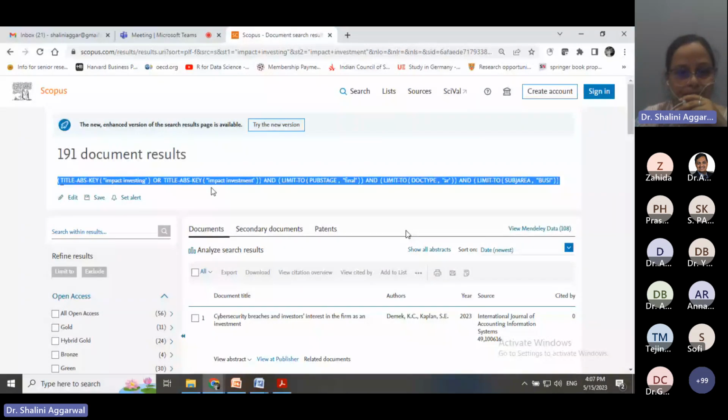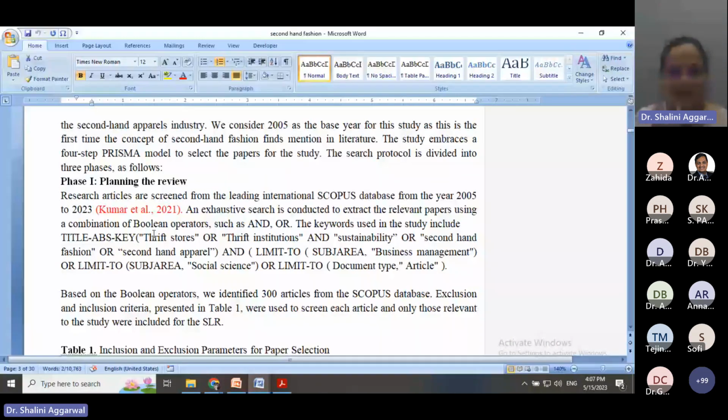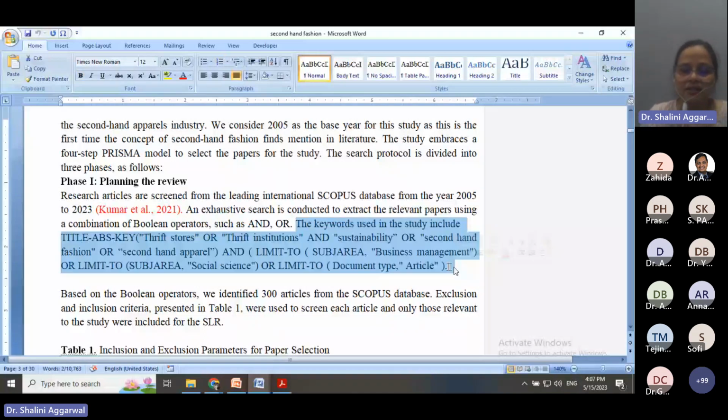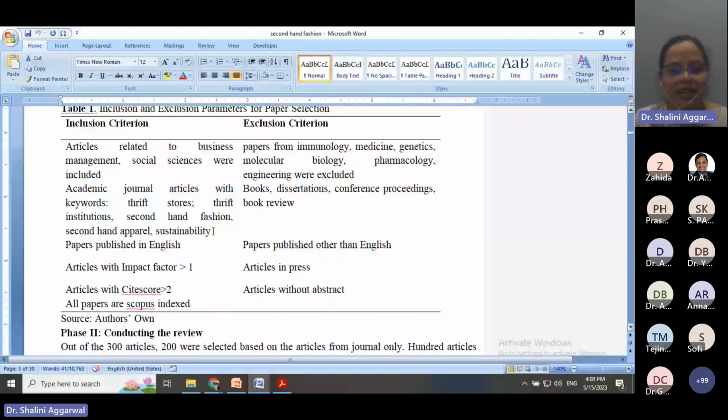So you can see here, this is another paper of mine. This is what I have written. This is another paper of mine, and here we have given the keywords and all that. So the search things, this will become a part here, right? And planning the review. And here we have talked about inclusion criteria or exclusion criteria.